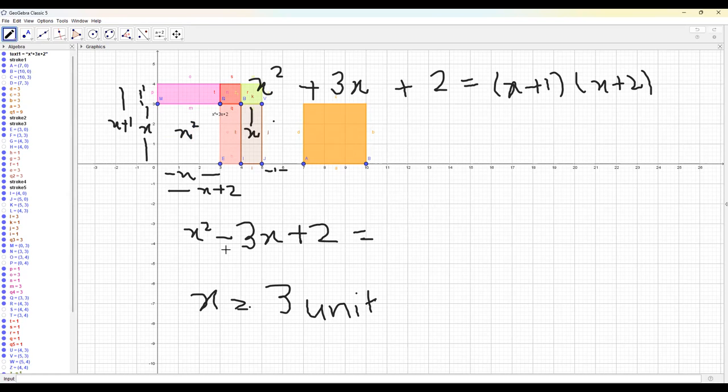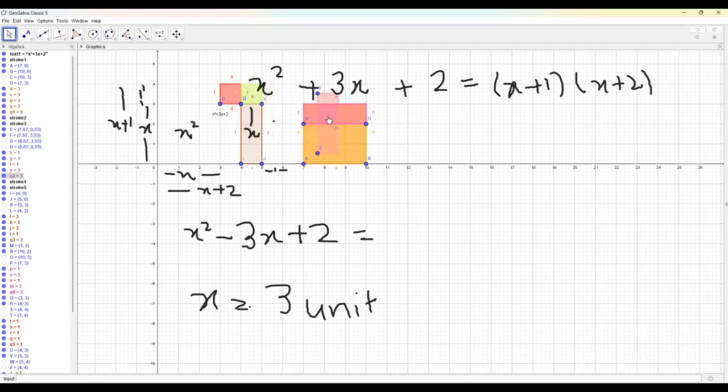Okay. Now I'm going to explain with x squared minus 3x plus 2. So same, actually, I have taken already one square, three rectangles and two squares, but for subtraction I'm using. So again, I'm choosing this option for move. Yes. For move, we have to subtract three rectangles from x squared. So I'm subtracting one of the rectangles, right?